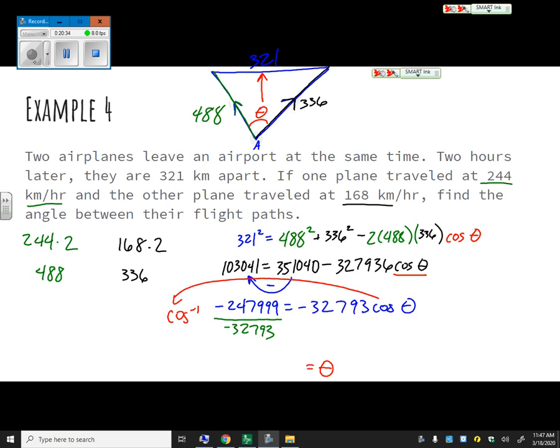Okay, I'm just now wrapping up this problem, taking cosine inverse of that nasty fraction. Notice I got two negatives, and it's going to equal a positive, so I expect to have something in the first quadrant on this one. So second cosine of 247,999 divided by 32793, domain error. What did I do wrong? Let's try it again. Domain error. Oh, I left off a number.